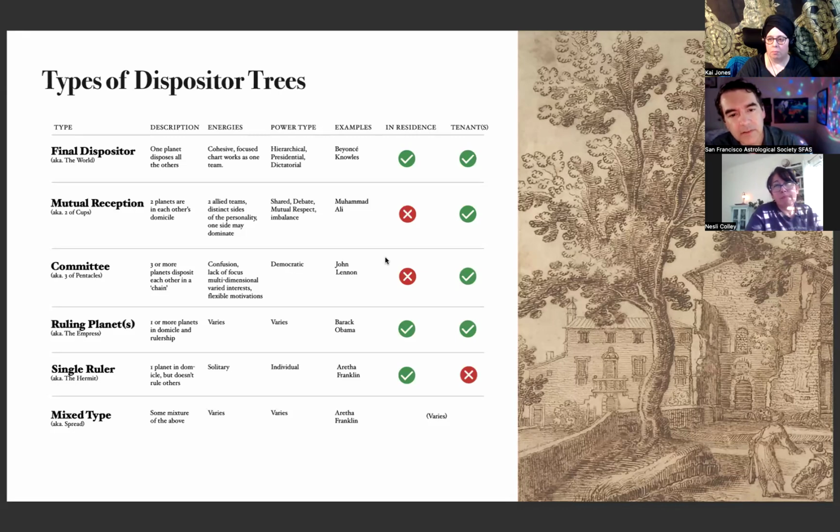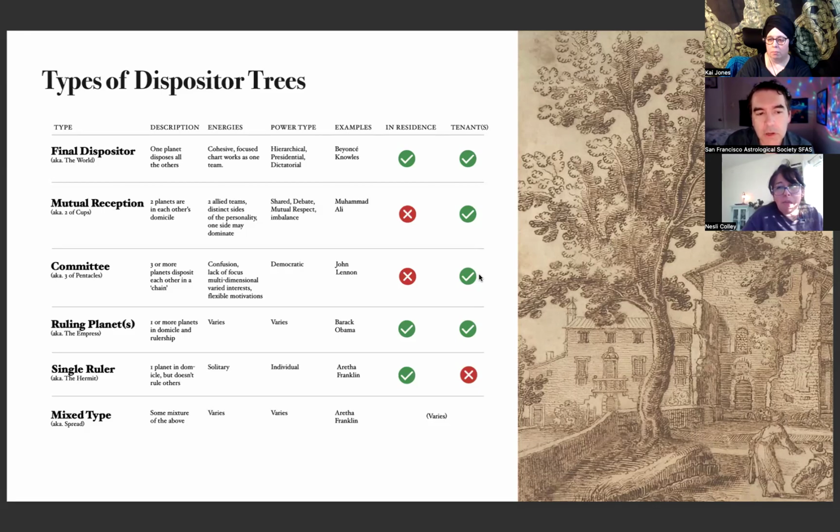Again, you can see the red X here. Nobody's in domicile, but they have tenants. Okay, ruling planet is another one. There are one or more planets in domicile or rulership. Obama has this. He has two planets in domicile, and I think both of them also have tenants and dispose other planets. There's a nuance here.